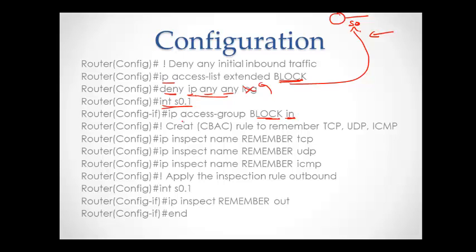Next is, we go under the inside interface. Next what we do is, we write the inspection commands. This is what CBAC commands are. ip inspect name, give any name. Sambat, I'll give Sambat tcp. Meaning what I'm saying is any TCP packet going out, remember it, or make a note inside the diary called Sambat.